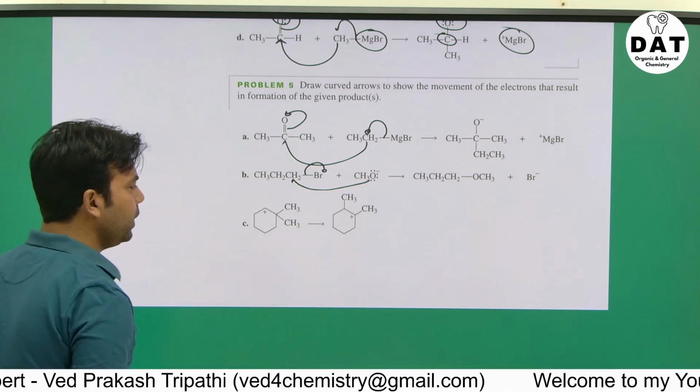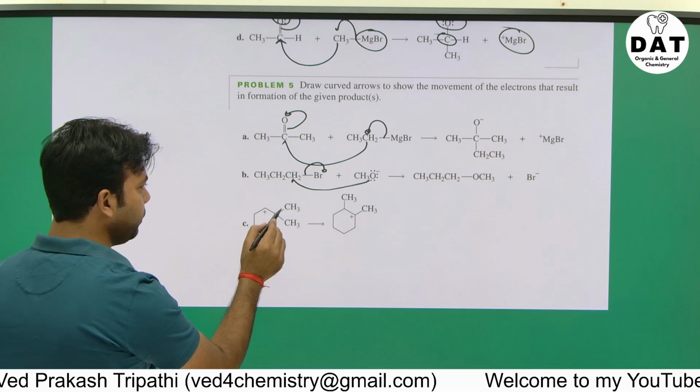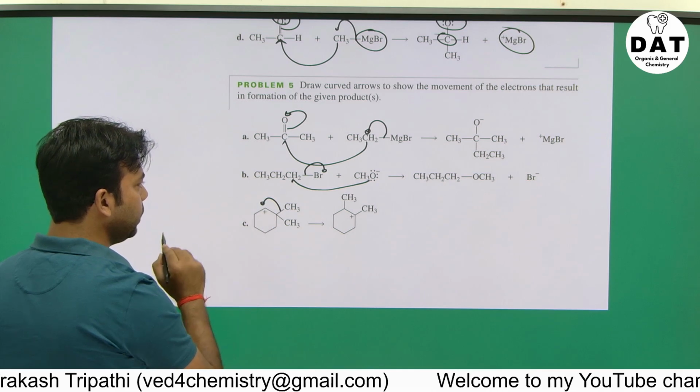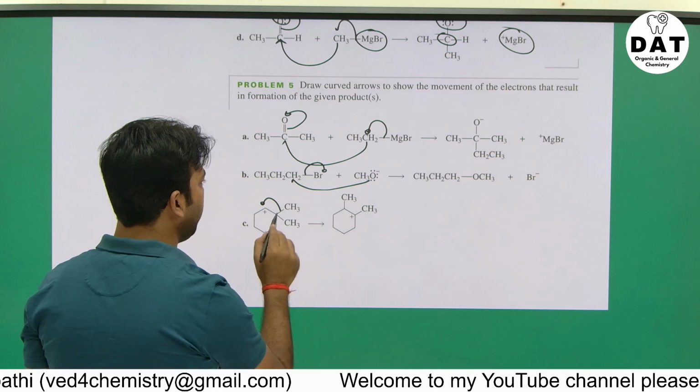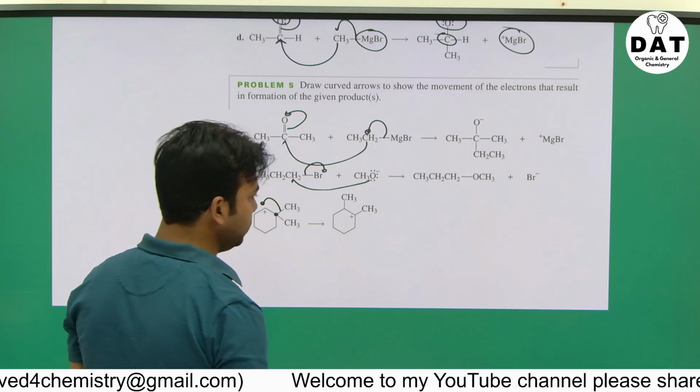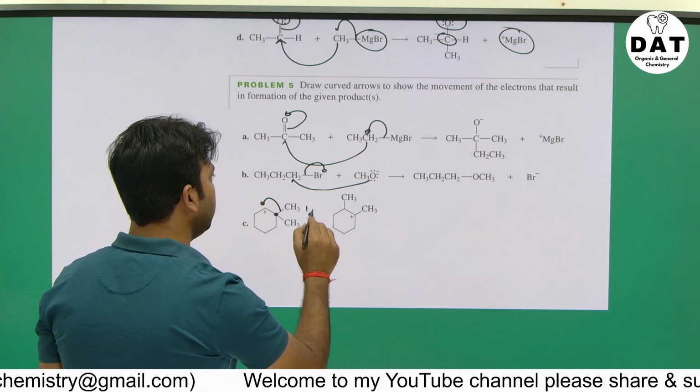And this is now the rearrangement again. This time methyl shifted to this carbon like this. Clear? So here you have a methyl and positive charge on this carbon. This is called 1,2 methyl shift.